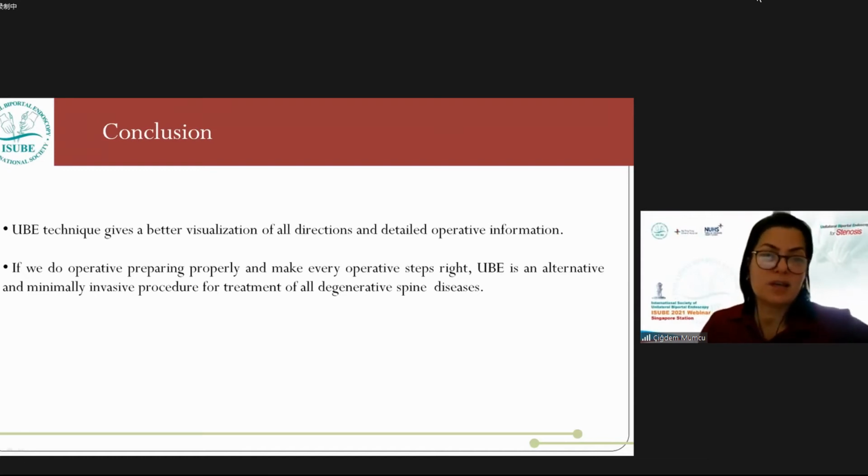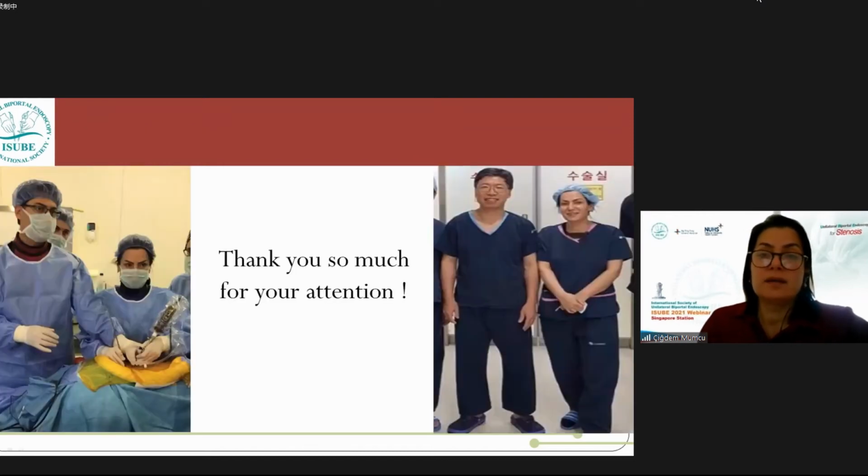In conclusion, UBE technique gives a better visualization of all directions and detailed operative information. If we do operative preparing properly and make every operative step right, UBE is an alternative and minimally invasive procedure for treatment of all degenerative spine disease. Thank you so much for your attention.